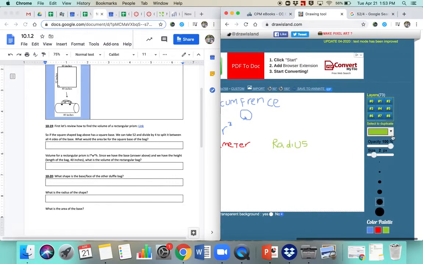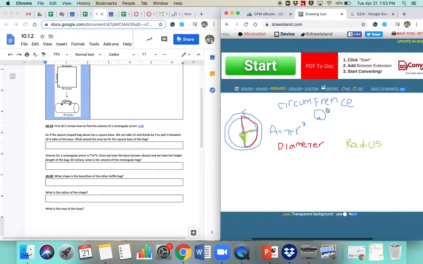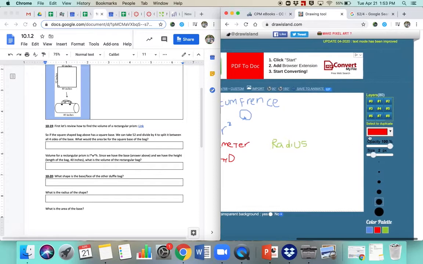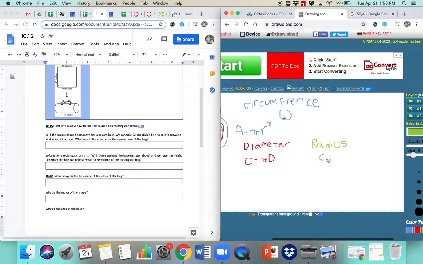Okay, now we know that area has to be pi r squared. Now circumference, I can use finding the diameter or the radius. So circumference for diameter is C equals pi d. And for radius, circumference equals 2 pi r, or 2 times r times pi.